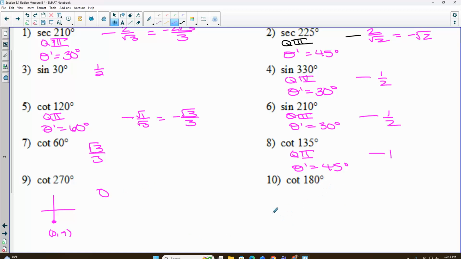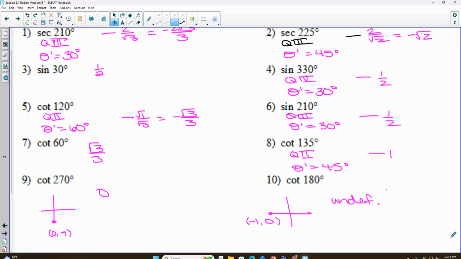Okay, 180. Couple ways of doing it. You could think about here, this is like the point -1, 0. Cotangent, x over y. Can you do -1 divided by 0? No. If you're doing hand trick, that's like a reference angle of 0. So tangent is 0. Cotangent would be the reciprocal, which is undefined.